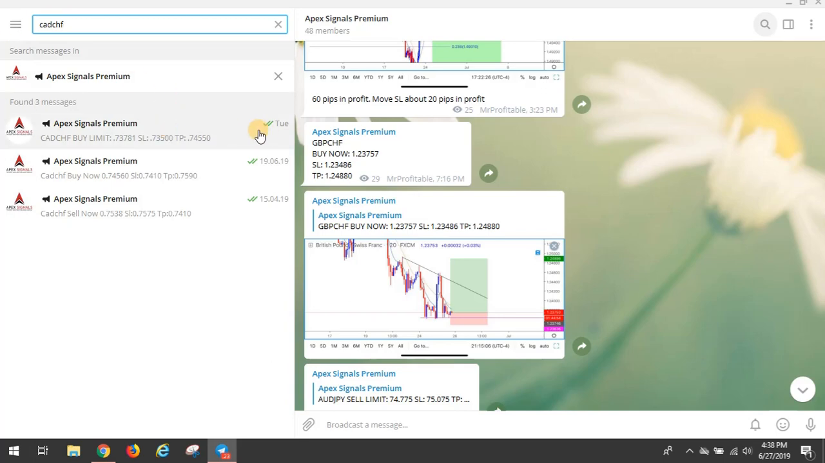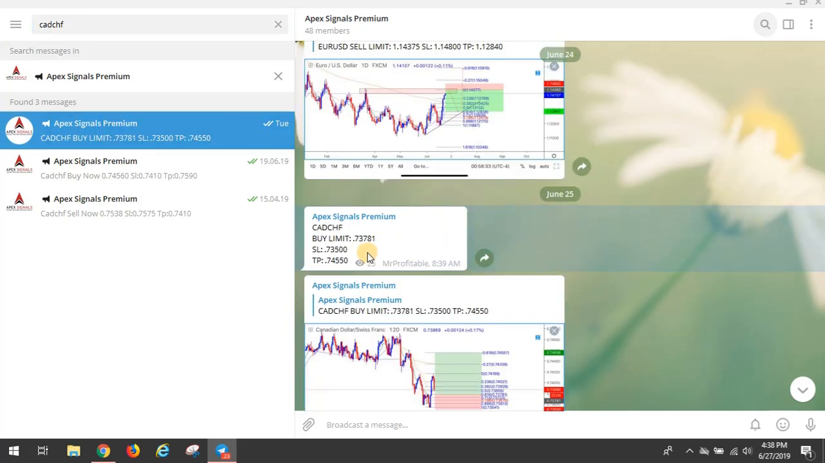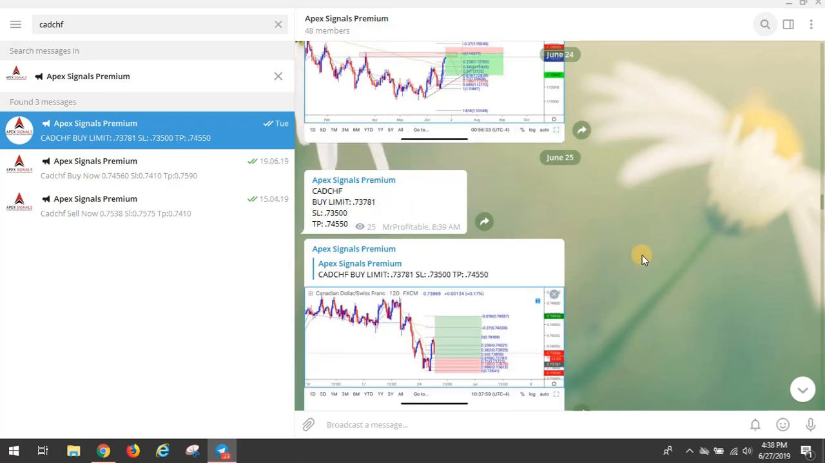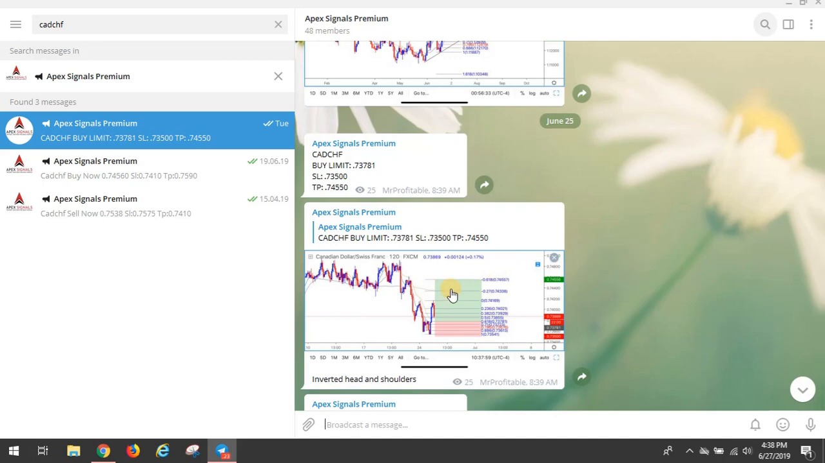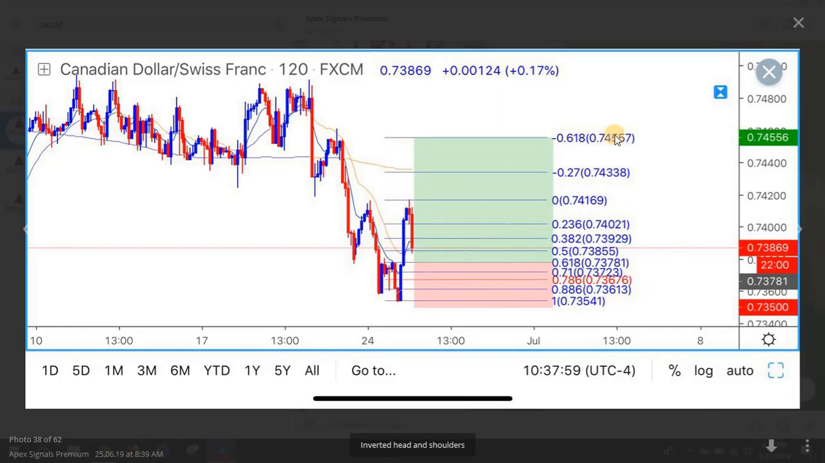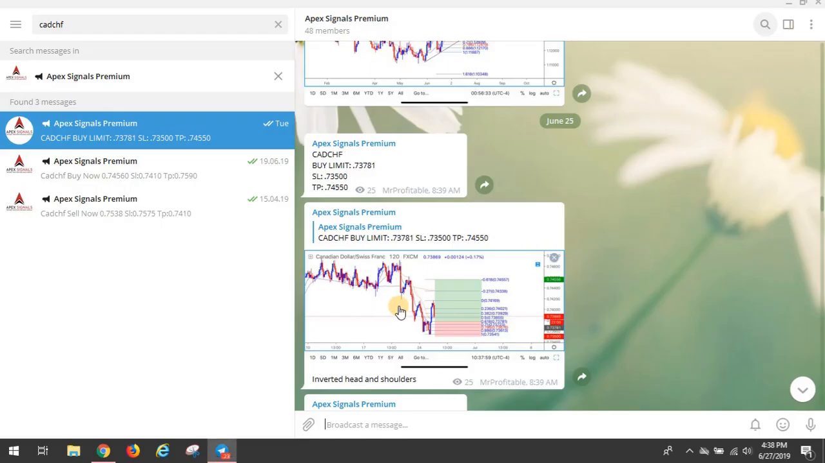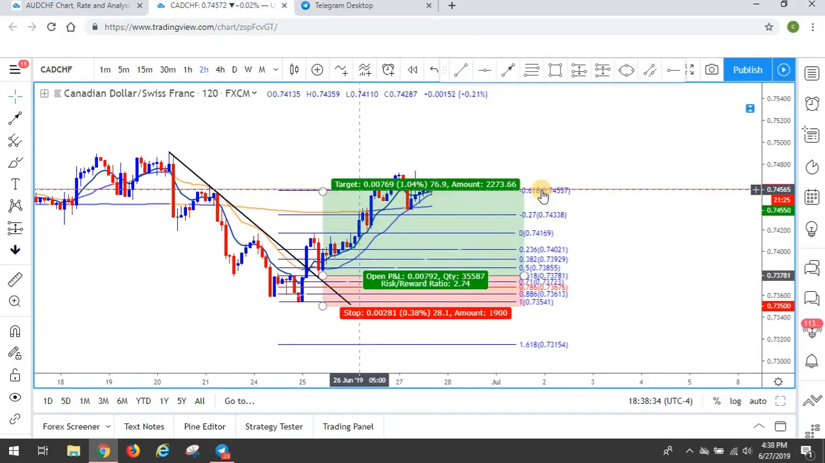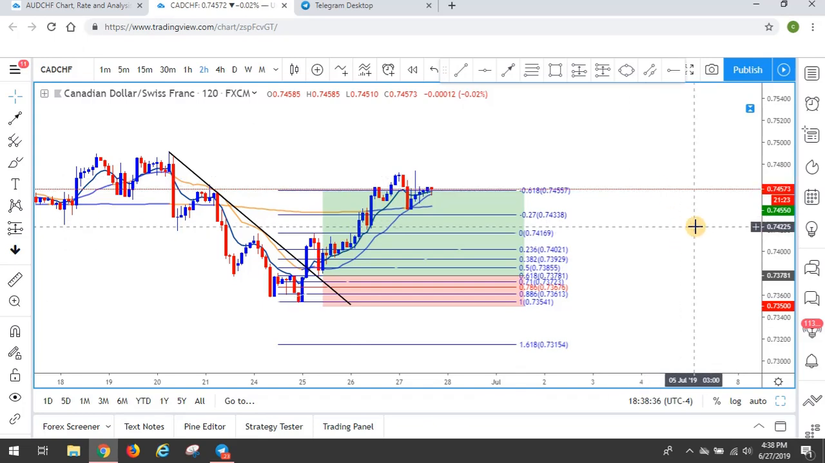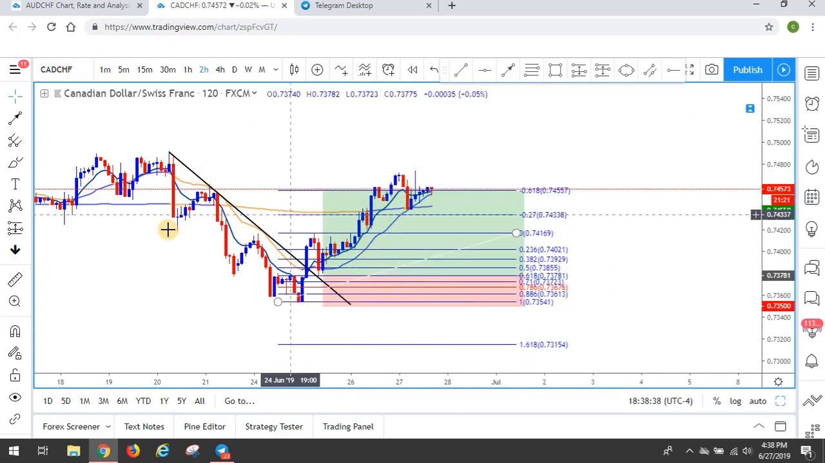Right here is the signal we sent on Tuesday. I send all my signals with all the parameters: the sell limit, buy limit, stop loss, take profit. Here's the before picture, before the signal triggered. And here's the after. So CAD CHF, as you can see, hit TP.